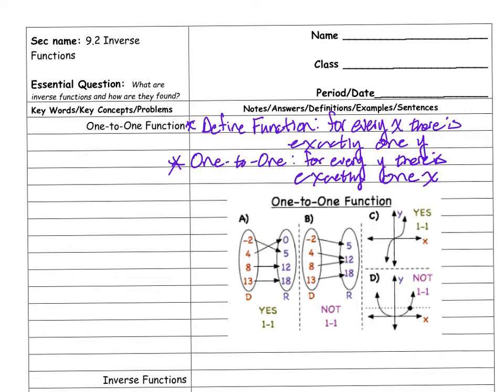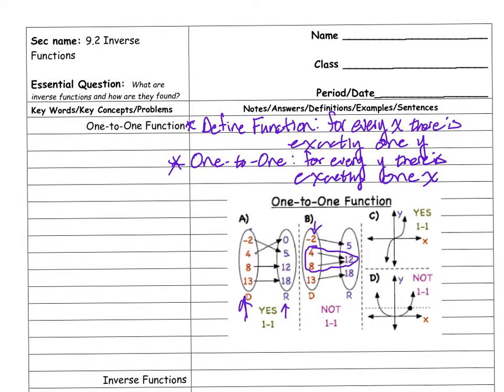So we have some examples. A is a function because for every x, there is 1 y. So yeah, it's a function. And it is one-to-one because every single one of the x's has only 1 y. So that's a one-to-one function. B is a function because for every x, there is 1 y. But if you can see here, these two x's, this 1 y has 2 x's. So it doesn't meet the one-to-one definition. It meets the definition of a function, but not the definition of a one-to-one function.